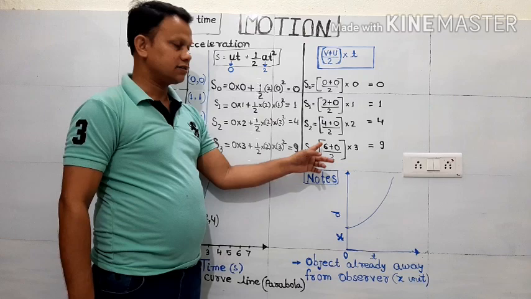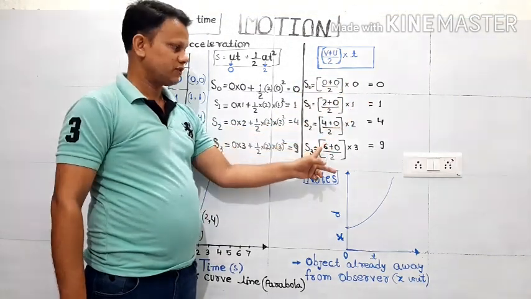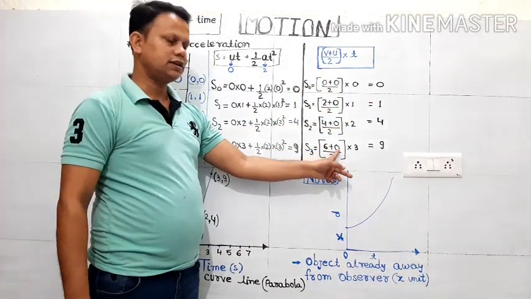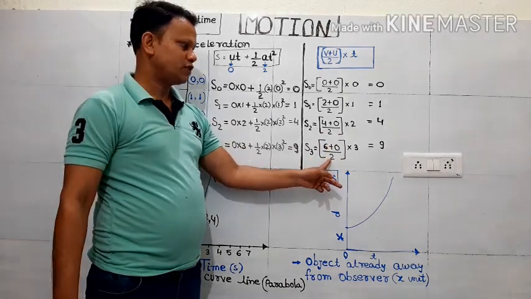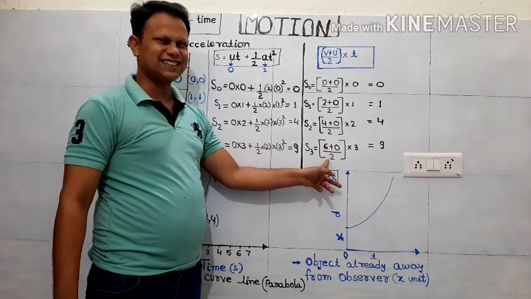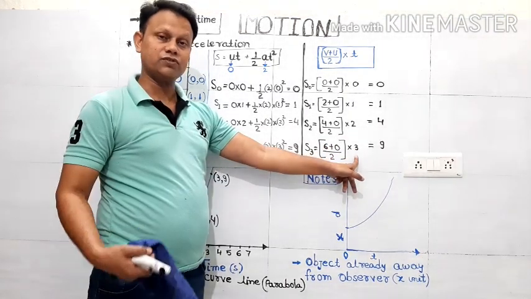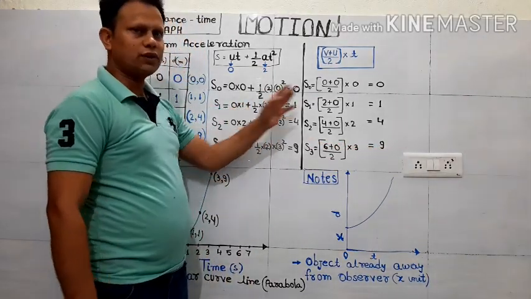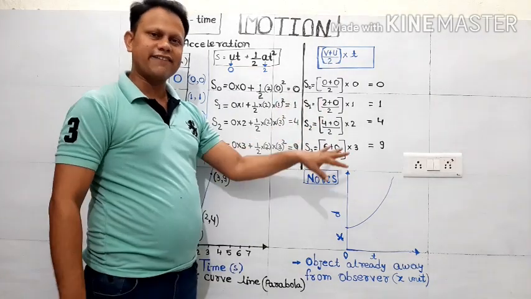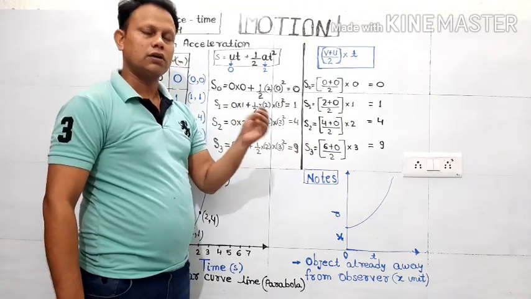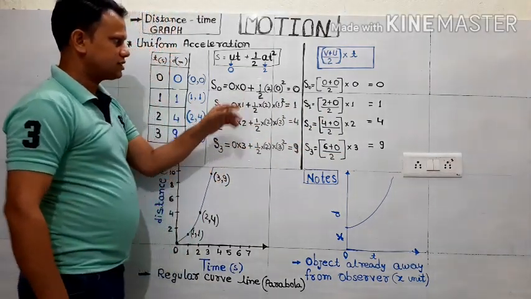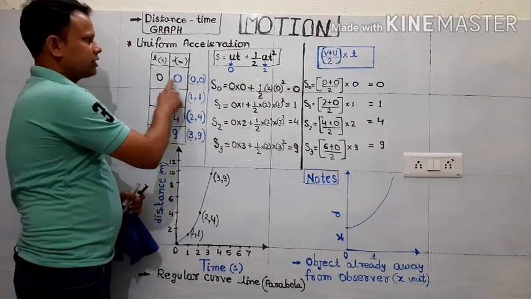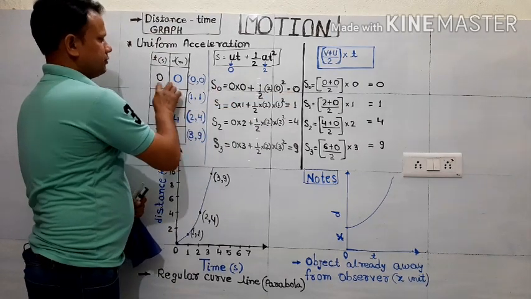Similarly after 3 seconds, the speed will become 6 meter per second. So final velocity is 6. Initial will remain 0, by 2. So 6 by 2, that is 3, into time, 3 seconds. So 3 into 3 gives 9. So either this way or that way, we will find the same value of distance from the observer. So from this, if we make the table, 0 second, 0 meter.